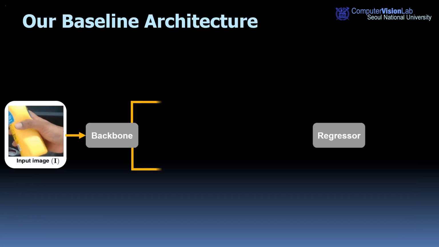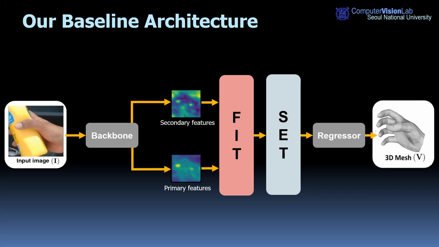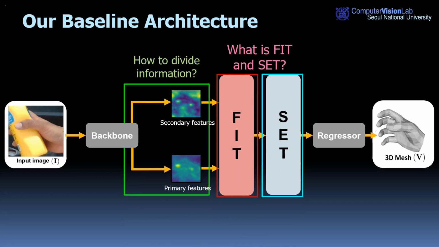This is our simplified architecture. Following the conventional backbone and regressor fashion, it is comprised of two additional parts, FIT and SET. With the proposed components in the boxes, we have the questions written above the boxes. The answers to the given questions will be explained in turn.